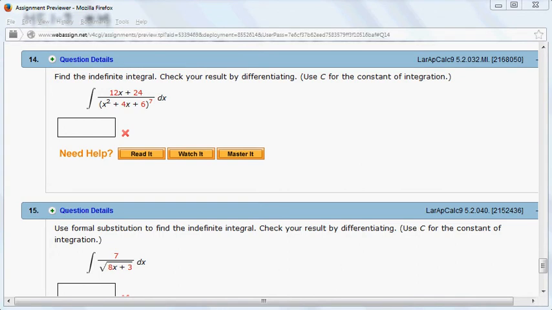All right, let's look at homework 5.1, 5.2, problem number 14. We have this indefinite integral, and we want to evaluate this using substitution. So let's do that.